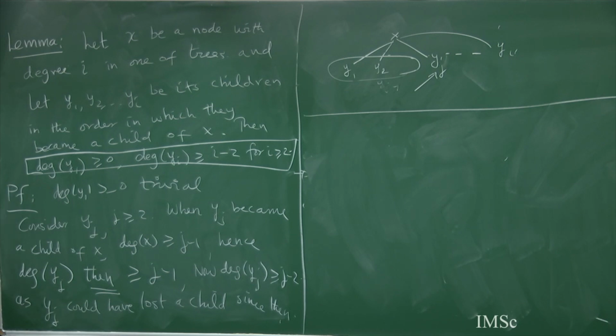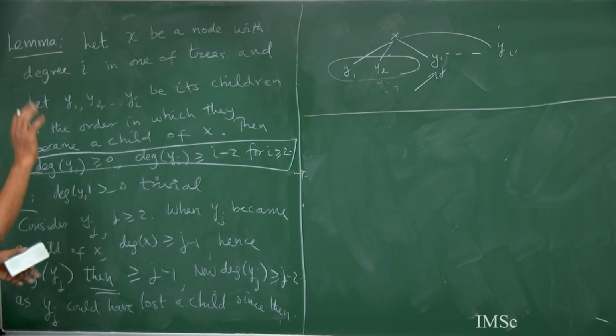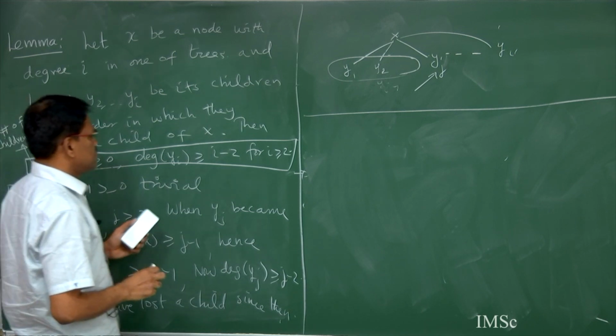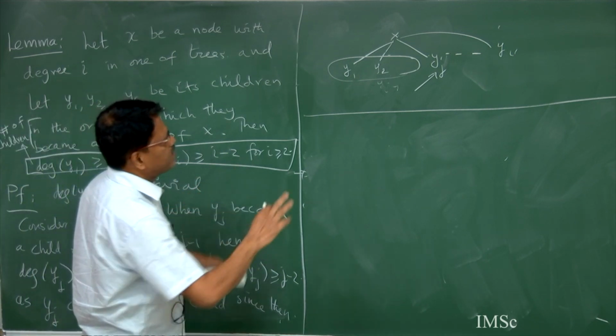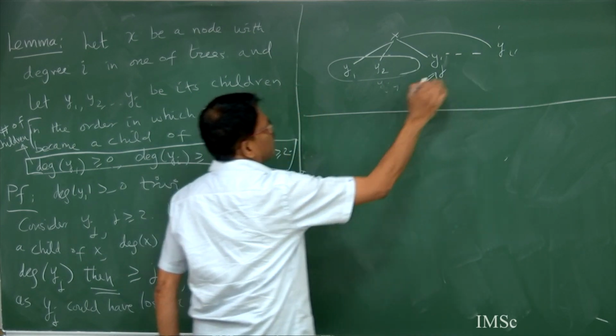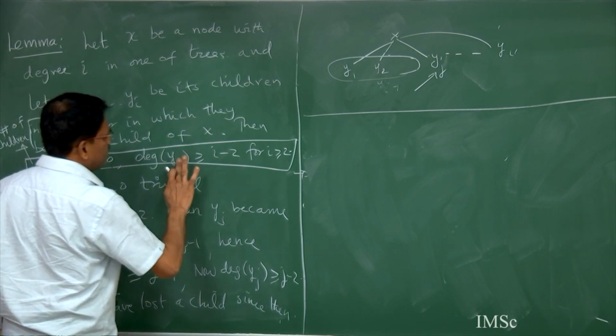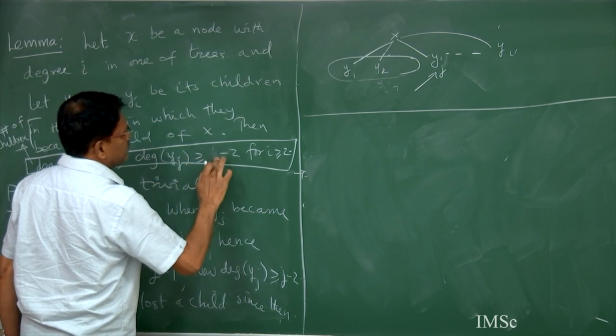That at this point in this tree, my degree is at least, but when I say degree, I mean the number of children. Okay, I'm not counting its parent. Okay, when I say degree, it is the number of children. Degree of y1 is at least 0, and degree of yi for other guys is at least whatever, i minus 2. I shouldn't be saying it yi because i has a fixed meaning.